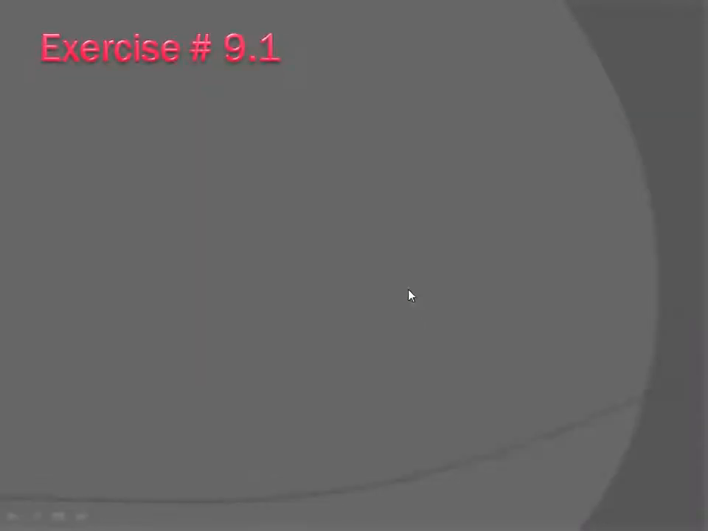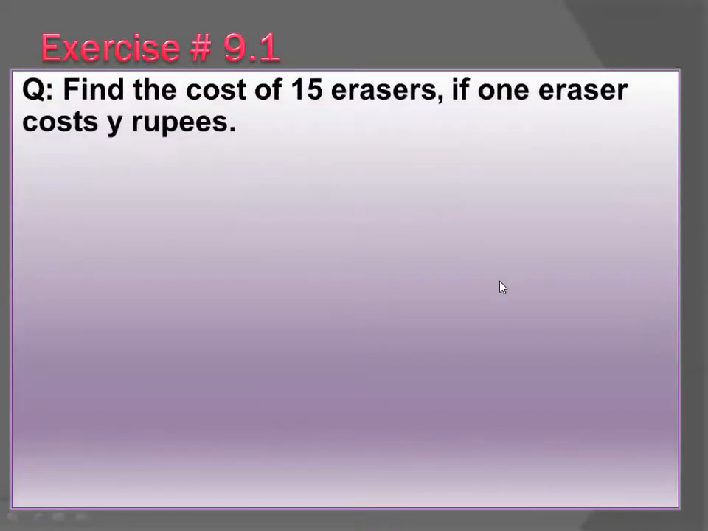Next you have exercise number 9.1. Here you have the question: find the cost of 15 erasers. How many erasers are there? 15 erasers. If the cost of one eraser is y rupees, what will be the cost of 15 erasers?